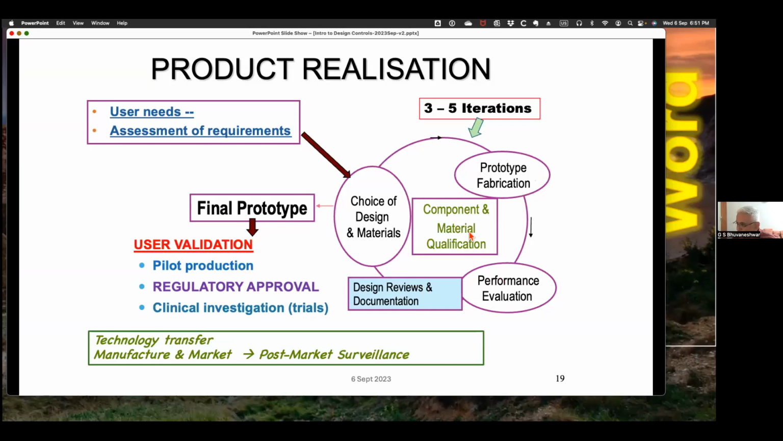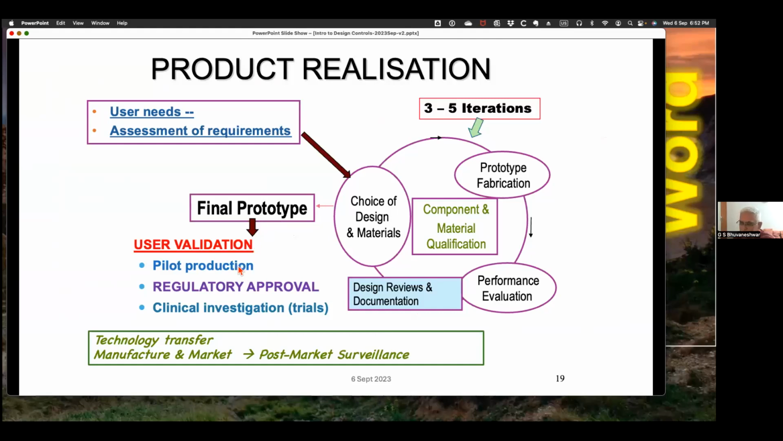And during this process, you also need to do all the component and material qualifications. So for an implant, you need to apply the ISO 10993 set of standards testing for biocompatibility, blood compatibility, and so on. And usually, from my experience, the cycle takes about 3 to 5 iterations. So we will have at least 3-4 failures of prototypes, working prototype, I would call it.